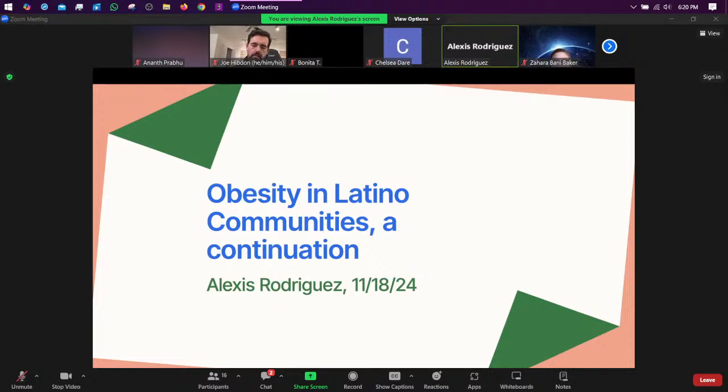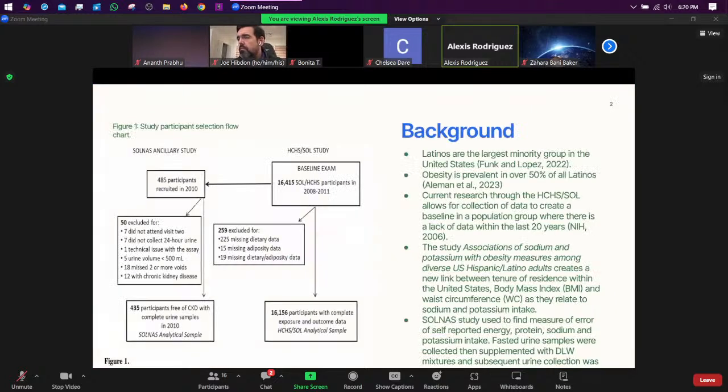My presentation was a continuation of what I did in the first project, which is a study of obesity in Latino communities based on data from the Hispanic Community Health Study and the Study of Latinos. Going back to the first presentation, the Hispanic Community Health Study is a multi-location study with over 16,000 participants. On the left of the screen you can see a breakdown of how these participants are chosen and exactly what data is included in the sample we're talking about today.